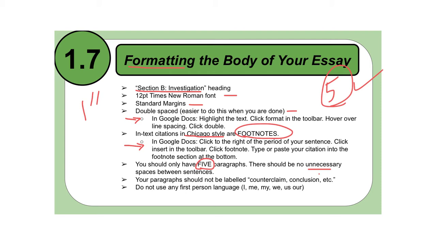Your paragraphs should not be labeled counterclaim, conclusion, and everything like that. There should be no labeling of your paragraphs, so do not do that. Here's the only thing you need to worry about: Section B, Investigation. Then start typing your 5-paragraph essay, and you're done.